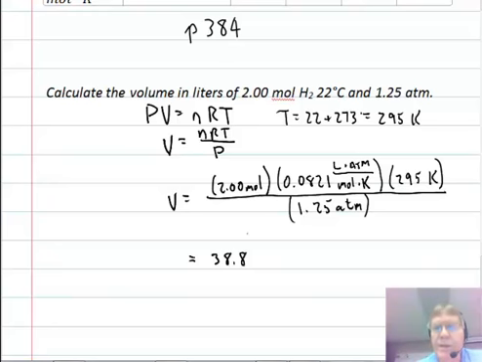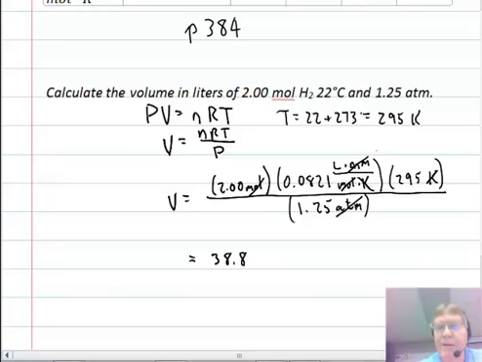What is the units? Well, moles cancel out moles, kelvins cancels out kelvins. We have atmospheres on the bottom, that'll cancel out atmospheres on the top, and we get our units in liters. And that's what we would expect, because that is a unit of volume. So we have 38.8 liters of H2 under those conditions. So you can see this is fairly straightforward.